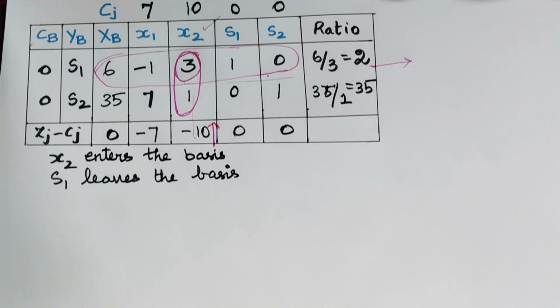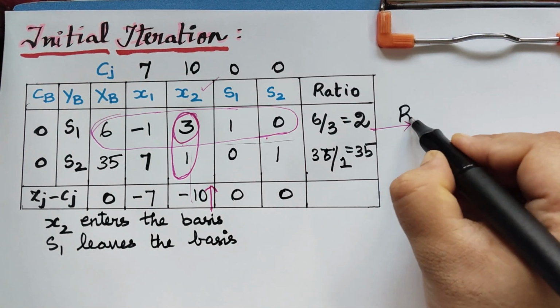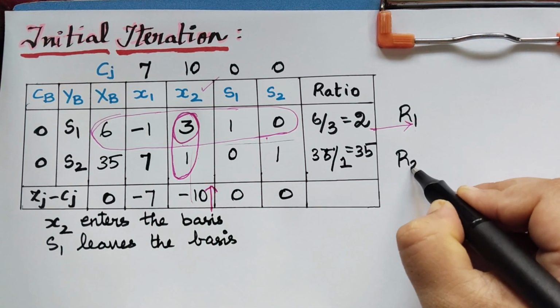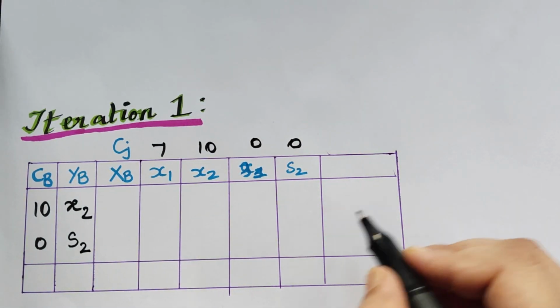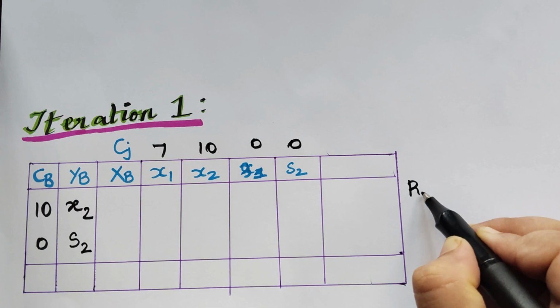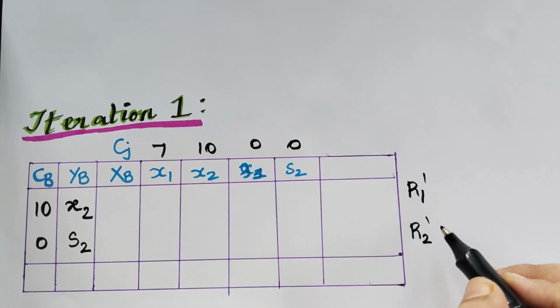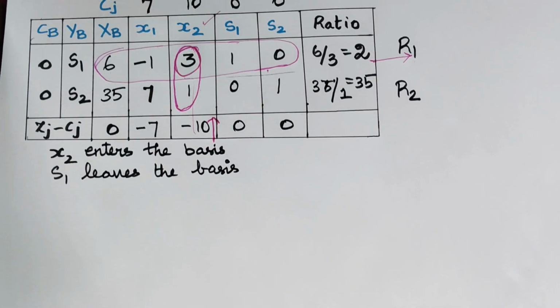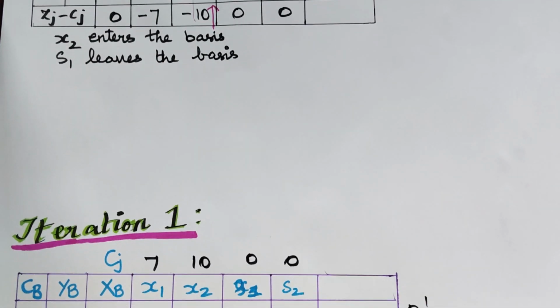So if we are considering the initial iteration first row as R1 and this as R2, and while forming the new table, we shall consider this row as R1 dash and this row as R2 dash. Now first the pivotal row we will see. So first row is the pivotal row. So R1 is the pivotal row.